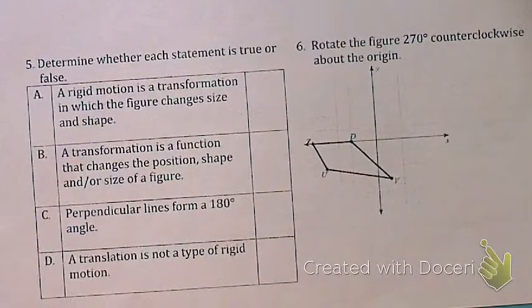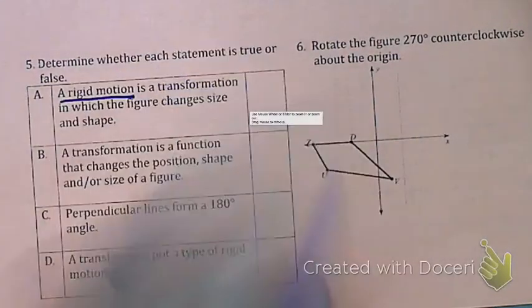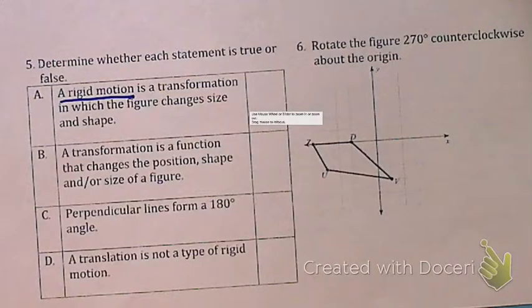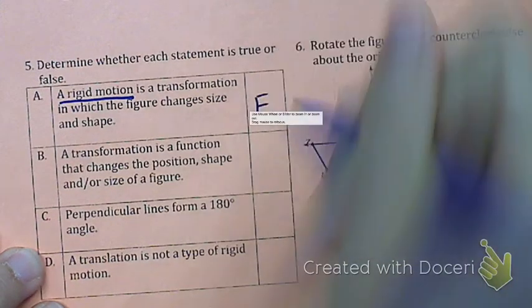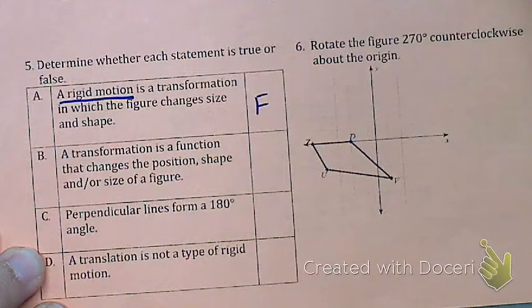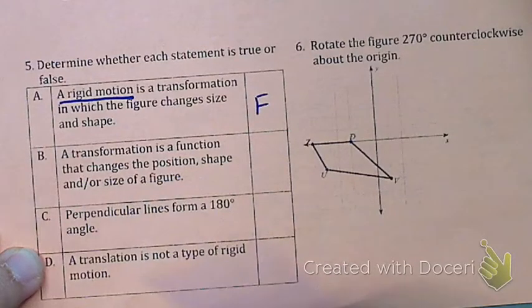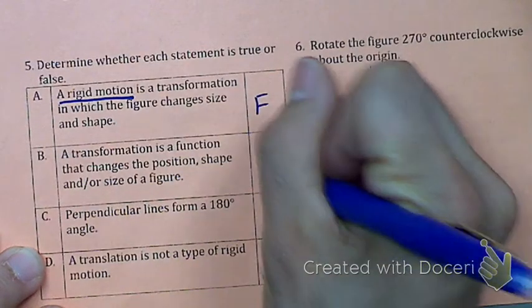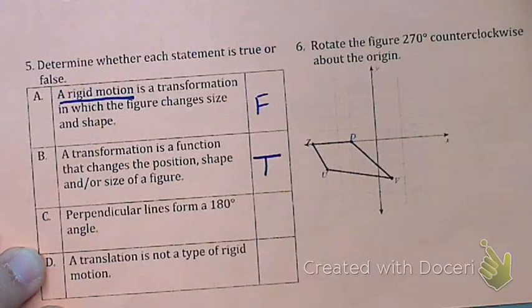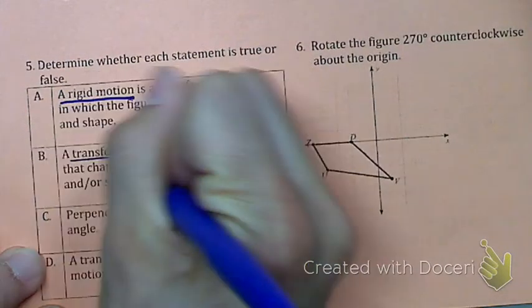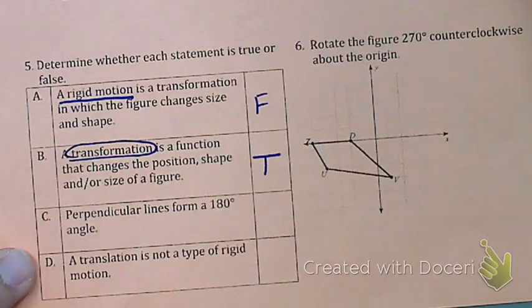Number 5, true and false. A rigid motion is a transformation in which a figure changes size and shape. What is it? False. Rigid motion means it keeps its size and shape, but it moves around the picture. A transformation is a function that changes the position, shape, and or size of a figure. That one is true. Transformation is that whole general term. You guys confuse transformation with translation a lot.